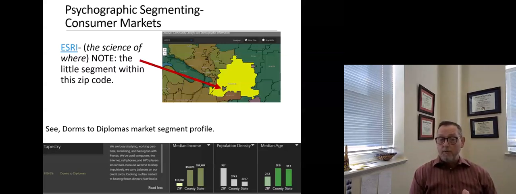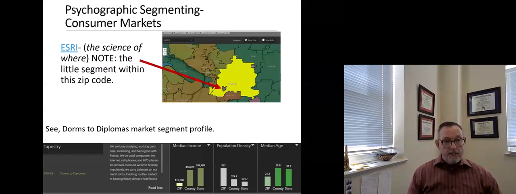The dorms to diplomas profile, they're busy people studying, working part-time jobs, socializing, having fun with friends. They use computers, obviously, internet, cell phones. This is a little bit dated, MP3 players, but they shop impulsively. They carry balances on credit cards. Cooking is often very limited to heating up frozen foods and so forth.